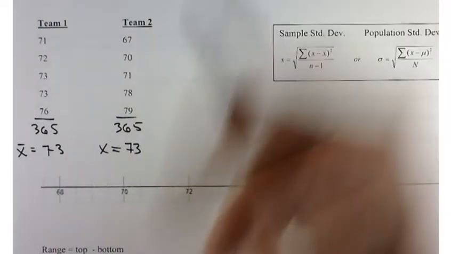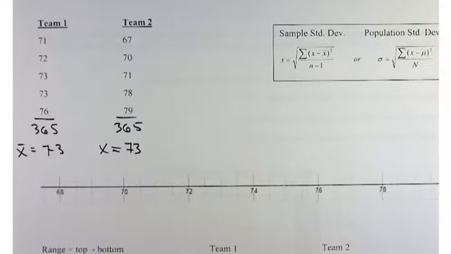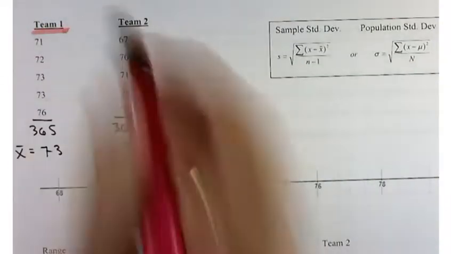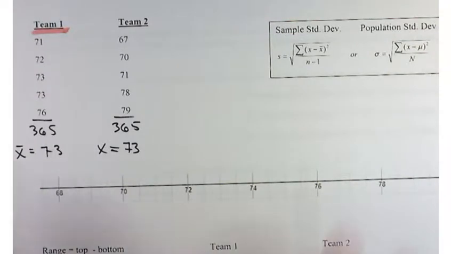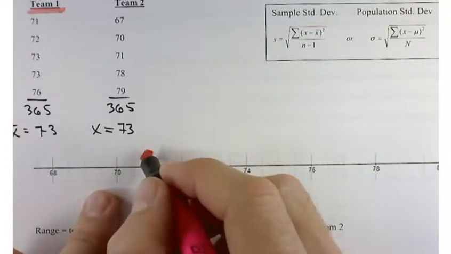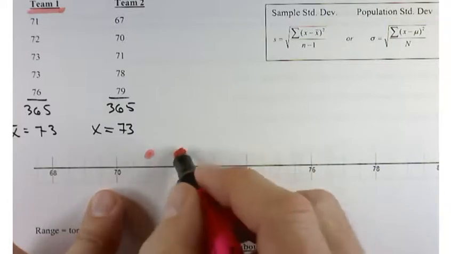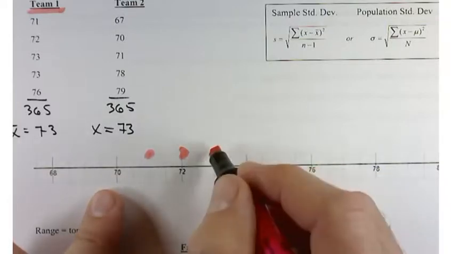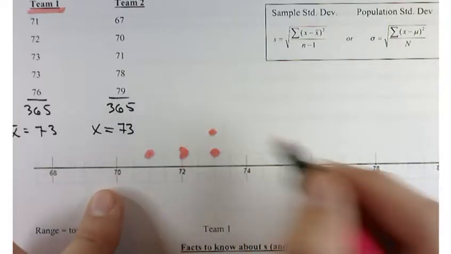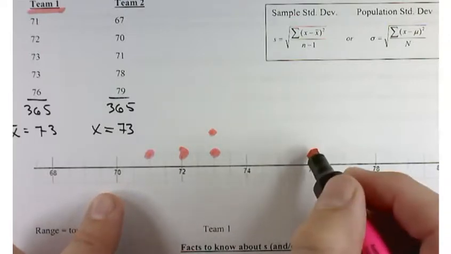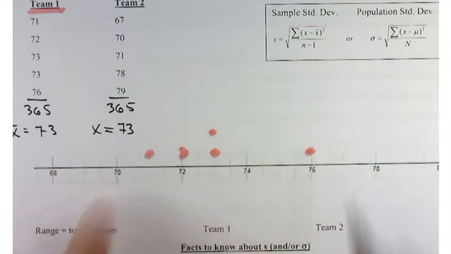There's more going on than just the fact that these two teams have the same average height. Let's plot them across that number line and try and understand a little bit more about the data. So we'll do Team 1 in pink. So their heights are 71, 72, 73, 73 again, and then way up here at 76. So that's Team 1.